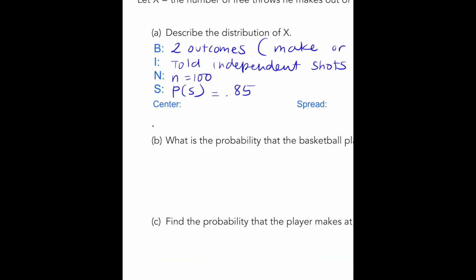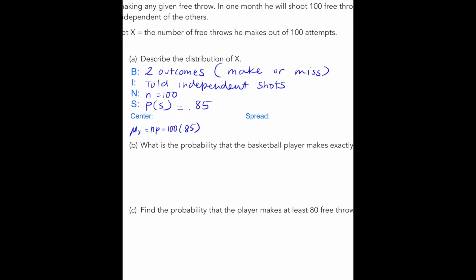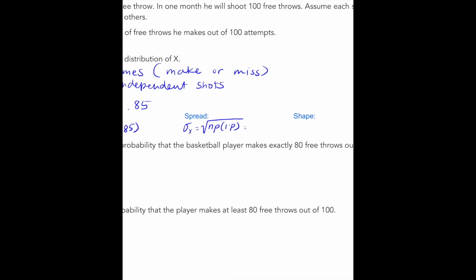To denote that, I'm going to write mu of x equals n times p, which is just 100 times 0.85, and then you guys can calculate that on your own. The spread is going to be denoted as sigma x, which is the square root of n times p times 1 minus p. And if I were to plug in the values, it's going to look something like this.